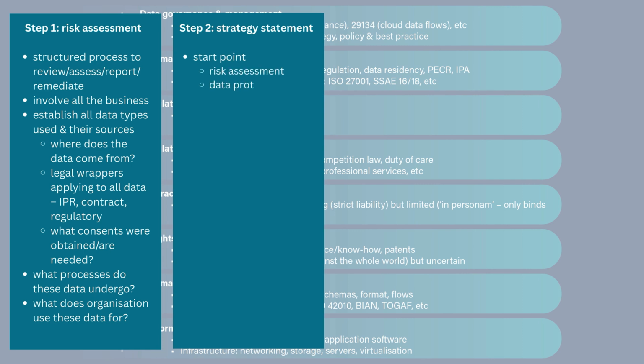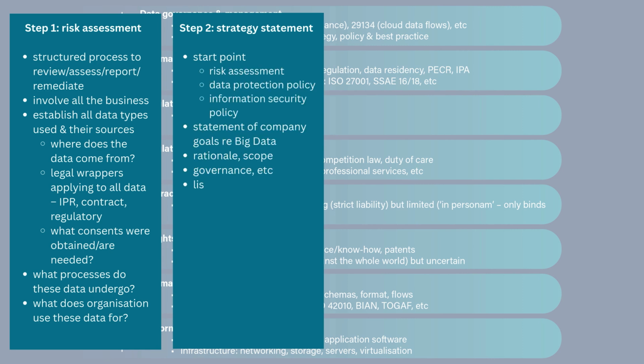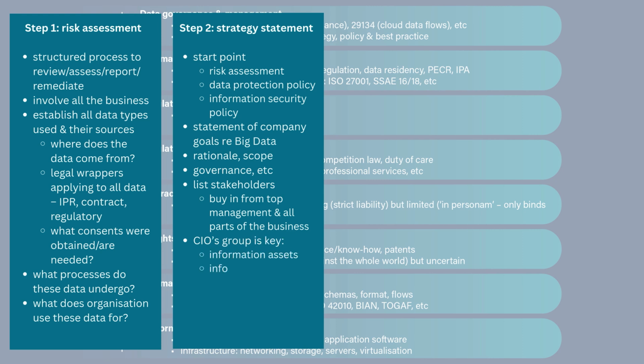The second step is the strategy statement, articulating the organisation's rationale, goals and governance for data, prepared by an inclusive working group or task force consisting of senior management, the legal team, the CIO's team and all other stakeholders. The strategy statement will need to align with high-level corporate objectives and with statements in other areas, including sector-specific regulation. Organisations will therefore be able to build on work already done in these areas to avoid wheel reinvention. Here, the roles of the CIO's group and the General Counsel's group will be key.